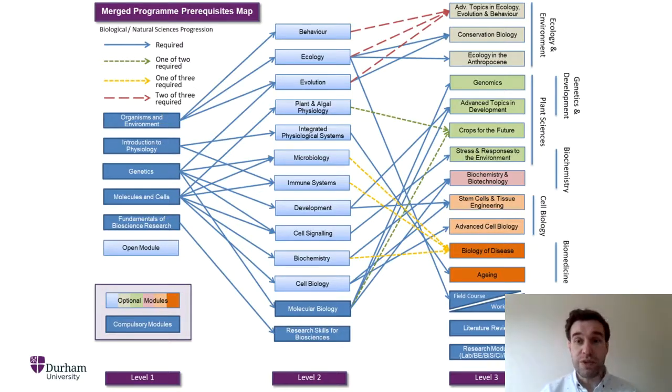So for crops for the future, for instance, it's 1 of 2 required. So either plant and algal physiology or the molecular biology. And then, for instance, biology of disease, that's 1 of 3. So either microbiology, immune systems, or biochemistry. You get the idea. Now, picking your modules allows for you to then follow a theme for your biosciences degree. So you do your biological sciences degree with an ecology kind of slant to it, or a biochemistry theme to it.